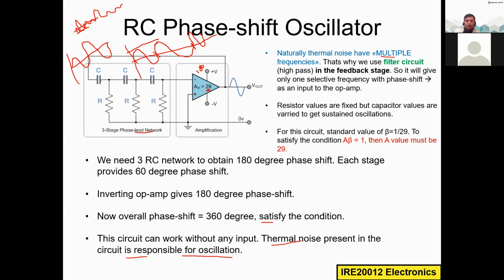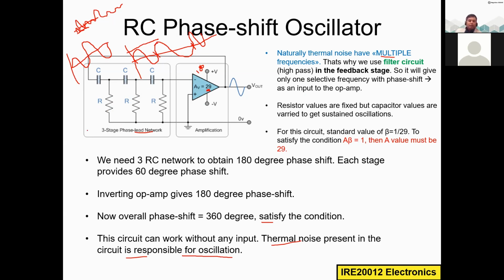That's why we are using this RC network. The RC network is a kind of filter. We have already studied low pass filters and high pass filters. They will only select certain frequencies and then give them as an input to this operational amplifier. So we will see here now. That's why we use a filter circuit. For example, this is the high pass filter combination. So the high pass filter is used in this feedback network. It will give only one selective frequency with phase shift as an input to this operational amplifier.